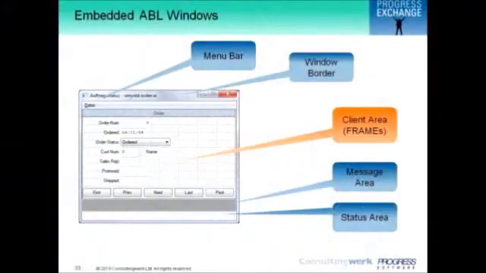If you look at a typical ABL window, you see the window consists of the window border, menu bar, message area, status area, and the actual client area, which is the area where you design your frames. And only the client area will be embedded. So all the other pieces of the window will actually be lost, and you need to provide a replacement when they are relevant for your application.